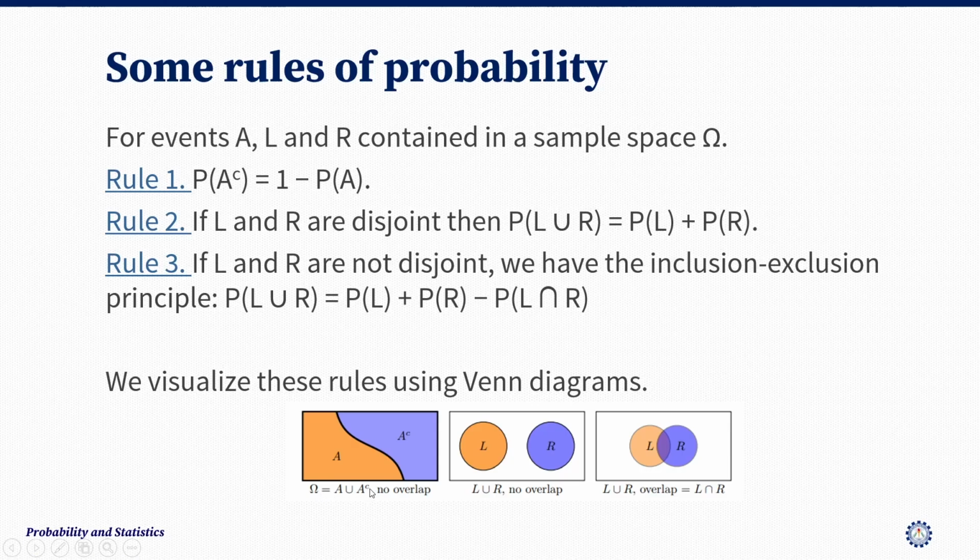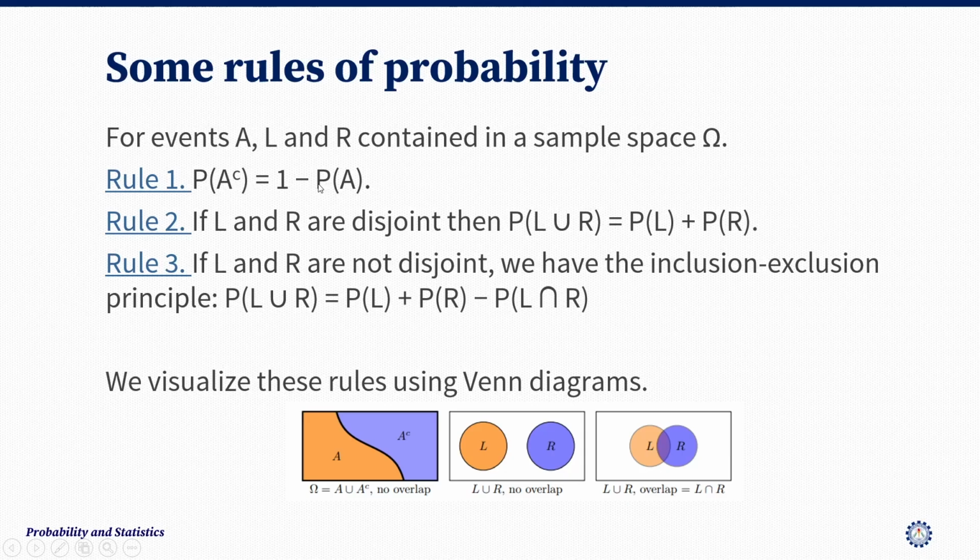Our sample space here is equal to A union A complement. There's no overlap, so that's rule number 1. We all know that our outcomes or our probability should be equal to 1 based on our previous discussion.